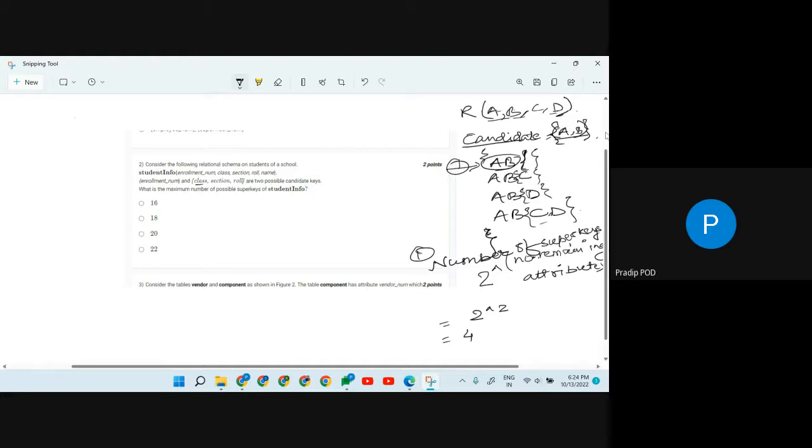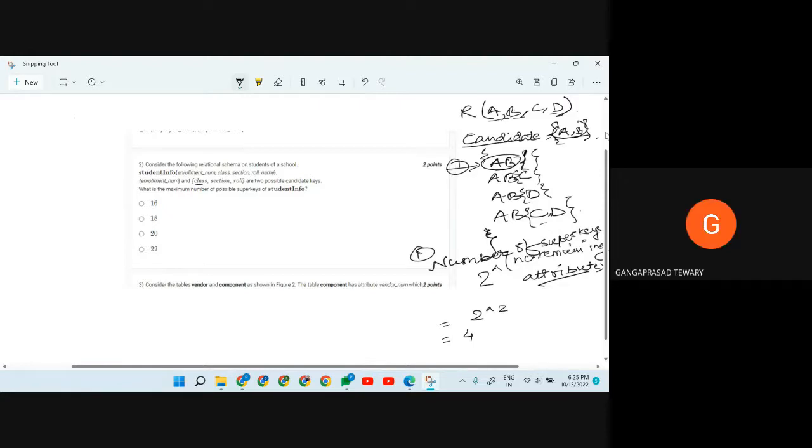So the total elements will be 16, since 4 elements are there. The number of elements in the power set will be 2 to the power 4, that is 16 elements. But out of them, only some will be super keys, right? That is the number of remaining attributes. Remaining attributes means those that are not candidate keys.